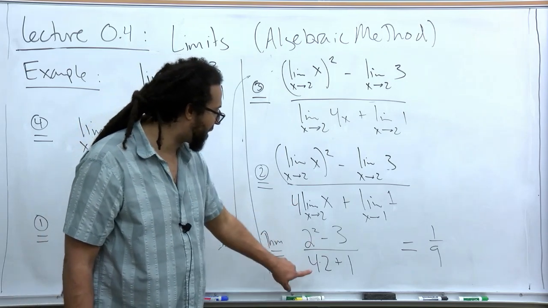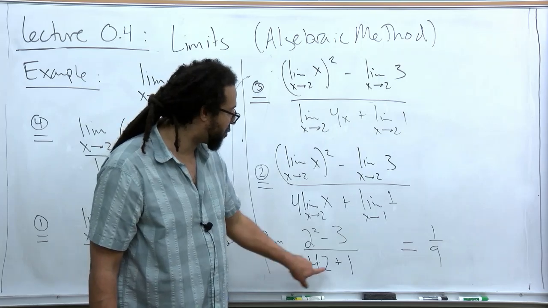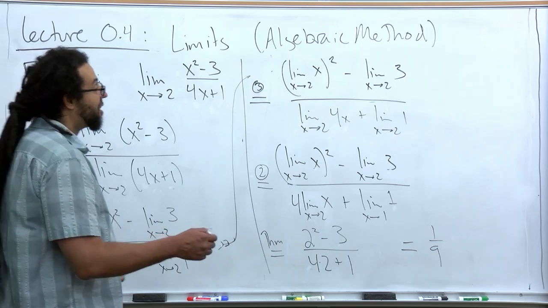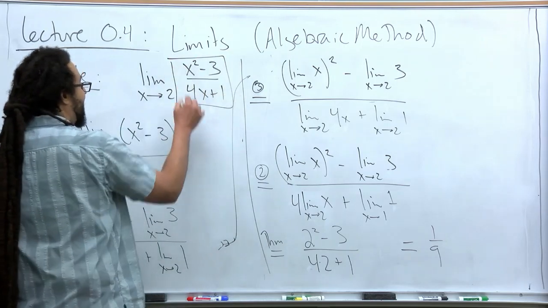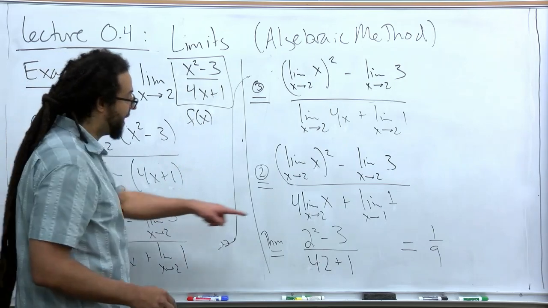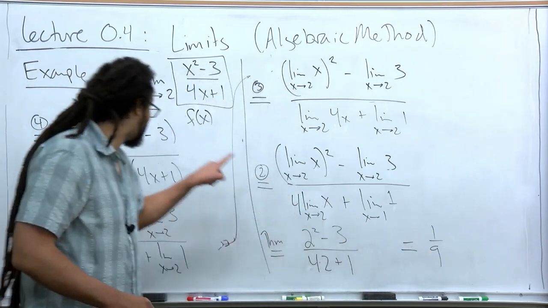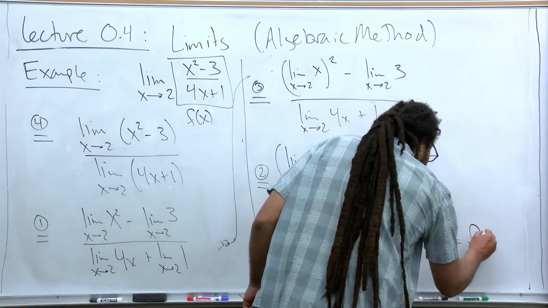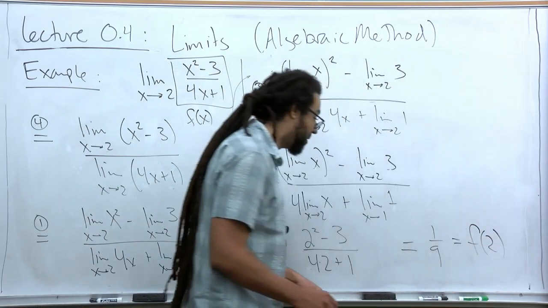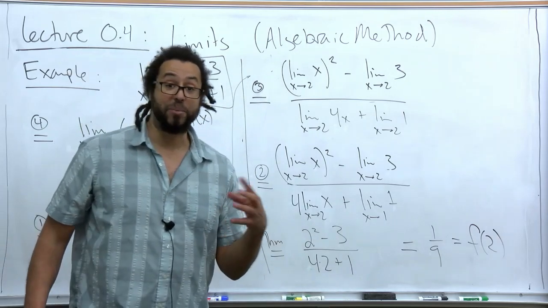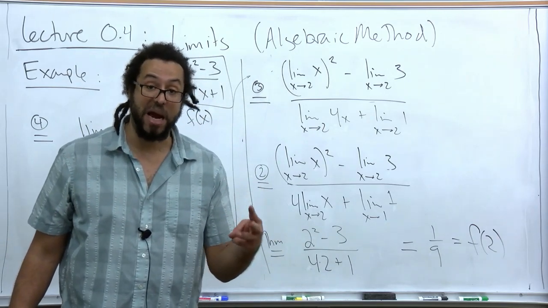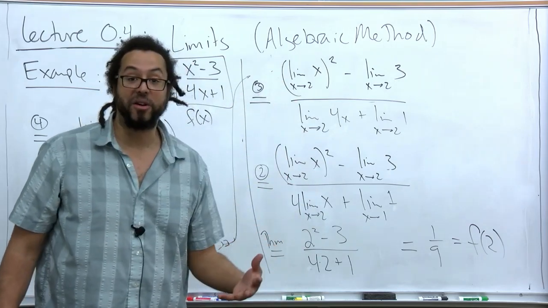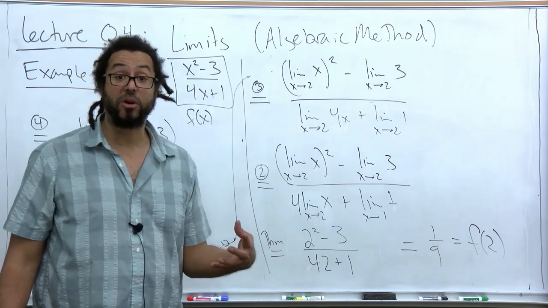So now I've got 2 squared minus 3 over 4 times 2 plus 1. That's 1/9. If you observe, if I let this thing be f of x, then this is the same thing as just plugging the number 2 into this function f. So for example, this is the same thing as f of 2, which is nice. So not only can we plug the number into the 3 basic parent functions, we can also plug the number into a lot of other examples using those 4 limit laws.